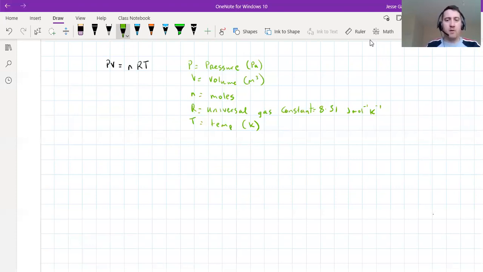So if you're not familiar with this and you haven't seen this before, it's probably a good idea to go ahead and take this down. It's called the ideal gas equation.